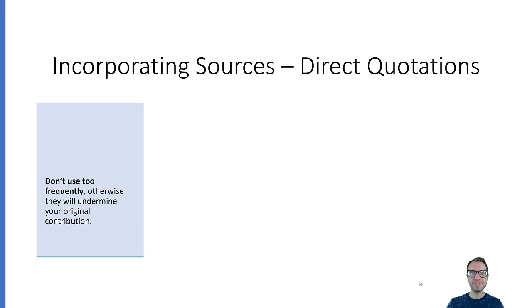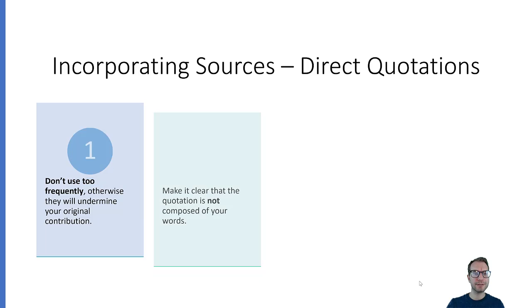One of the ways for research essays to go wrong is for them to appear almost just like a series of quotes strung together, with very little original contribution in between. When you're writing an essay, you want your voice to be at the forefront. You want your voice to be the dominant one throughout the entire text. So be very choosy when you're using direct quotations.